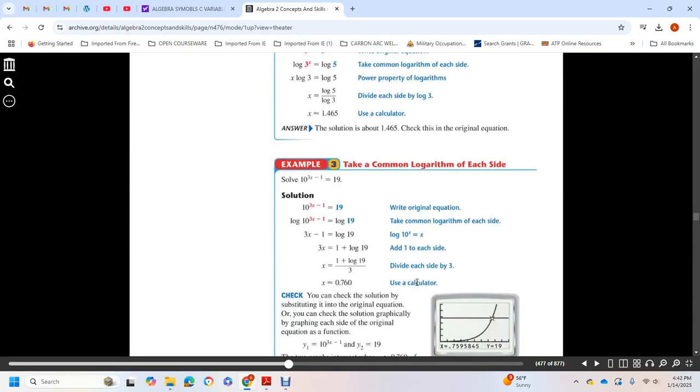We'll show you another example. 10 to the 3x minus 1 is equal to 19. We rewrite the equation, taking the common logarithm of each side. Log of 10 to the 3x minus 1 is equal to log of 19. Since log of 10 to the x is equal to x, we have 3x minus 1 is equal to log of 19. 3x is equal to 1 plus the logarithm of 19. x is equal to 1 plus the logarithm of 19, all over 3, which is about 0.760.